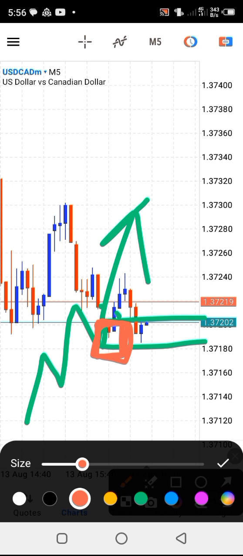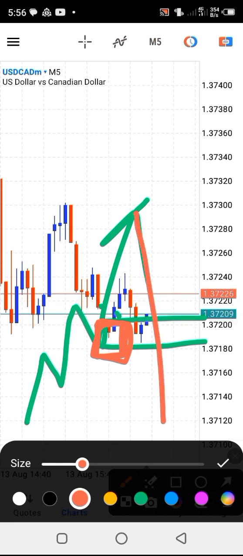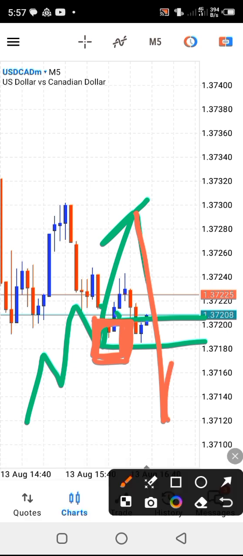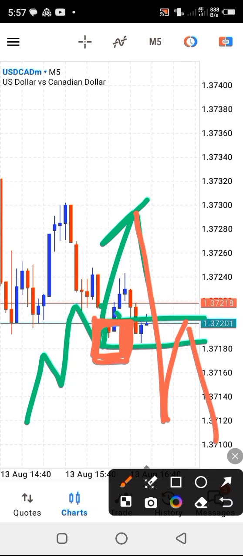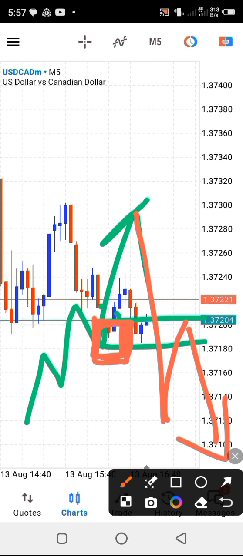What makes it a breaker block is when price comes down and then breaks through it. When price comes down and breaks through it, that makes this particular order block become a breaker block. So what will happen is you wait for price to retrace into the breaker block level and then you take a sell trade. This is for a bearish breaker block.